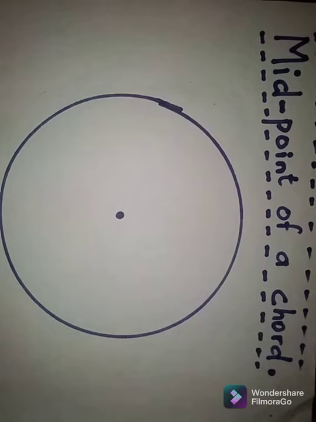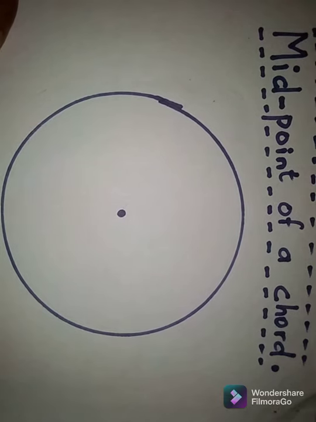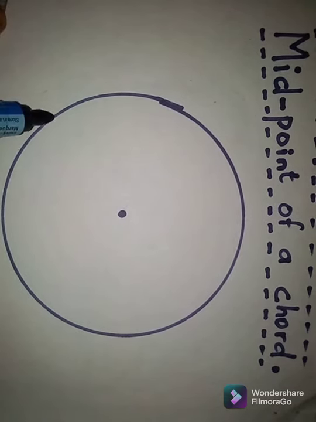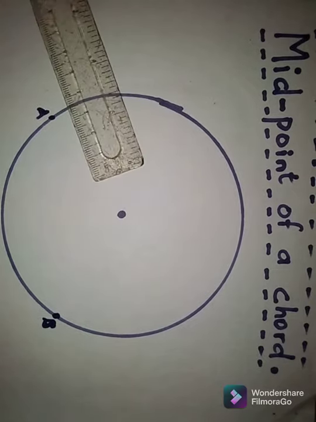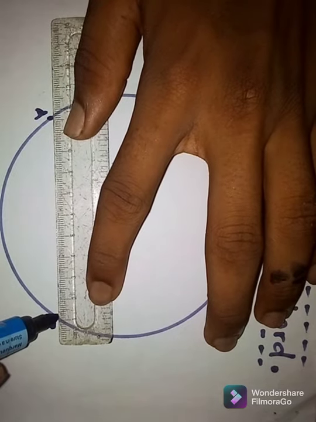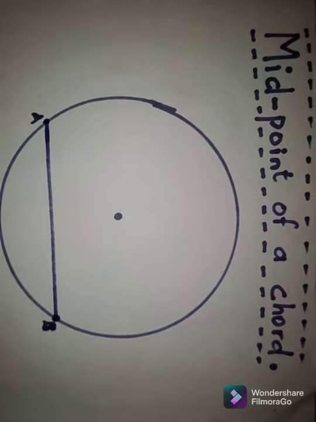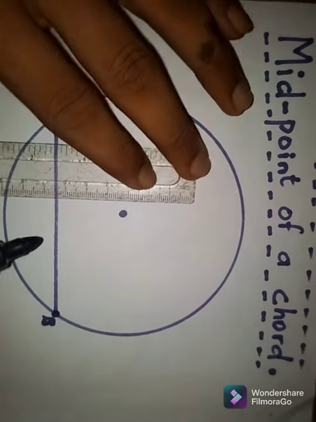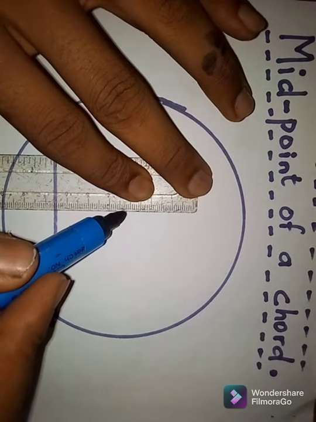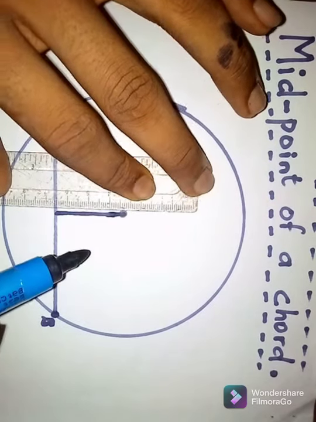Let's take a look at the midpoint of a chord. When we talk about the midpoint of a chord, of course we know a chord is any line that crosses a circle. For instance, if we call this point A, call this point B, a chord is a line from here to here. That is a chord. So the midpoint is a line that comes from the center of the circle to bisect a chord.